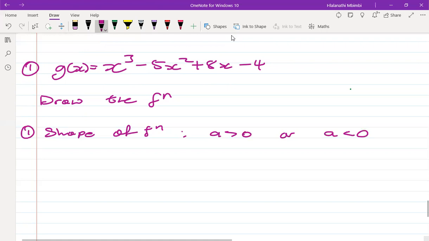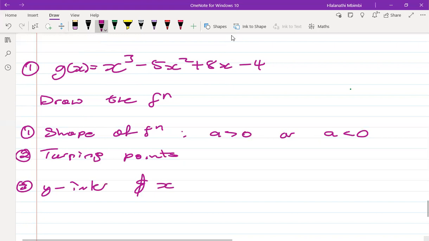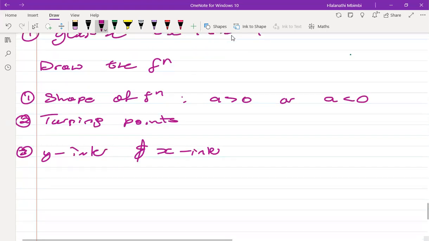The second thing that we would probably want to do is to look at the turning points. The third thing, probably look at the Y-intercept and the X-intercept. In complicated functions, you would look for an end behavior, but in this case, you don't have to. And that's pretty much done. After finding those, you are done.